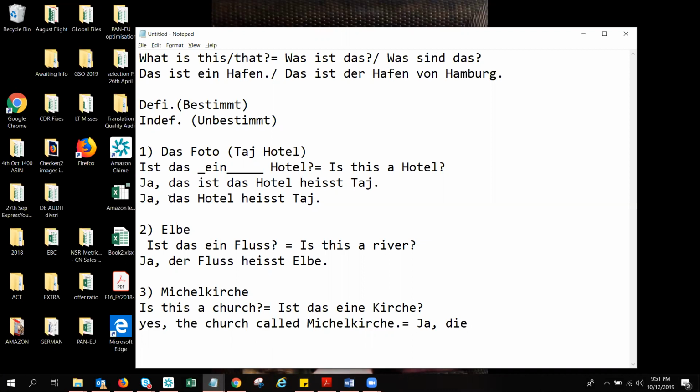The hotel article is das. That's why we are using das Hotel here. The Fluss article is der. That's why we are using der Fluss here. So yes, the river called Elbe. The river means the article of the river, so der Fluss. And here we are using it for church. That's why it is die Kirche heißt Michel Kirche.